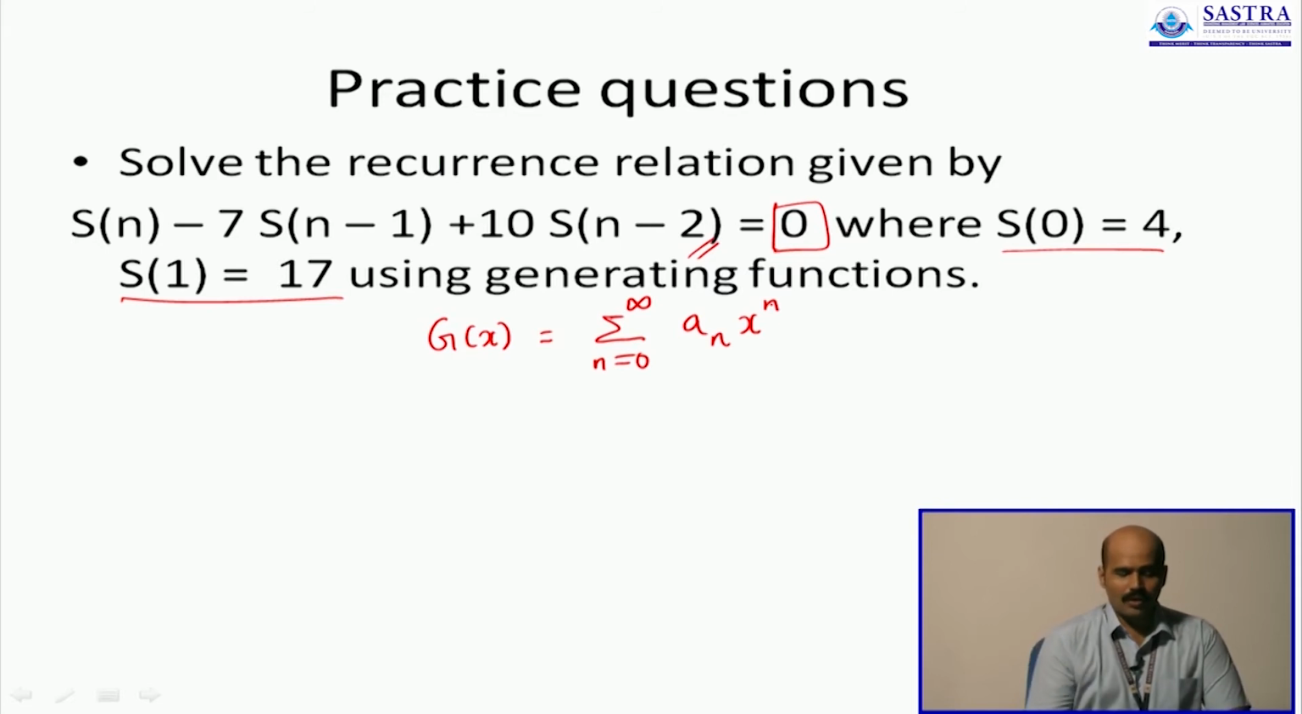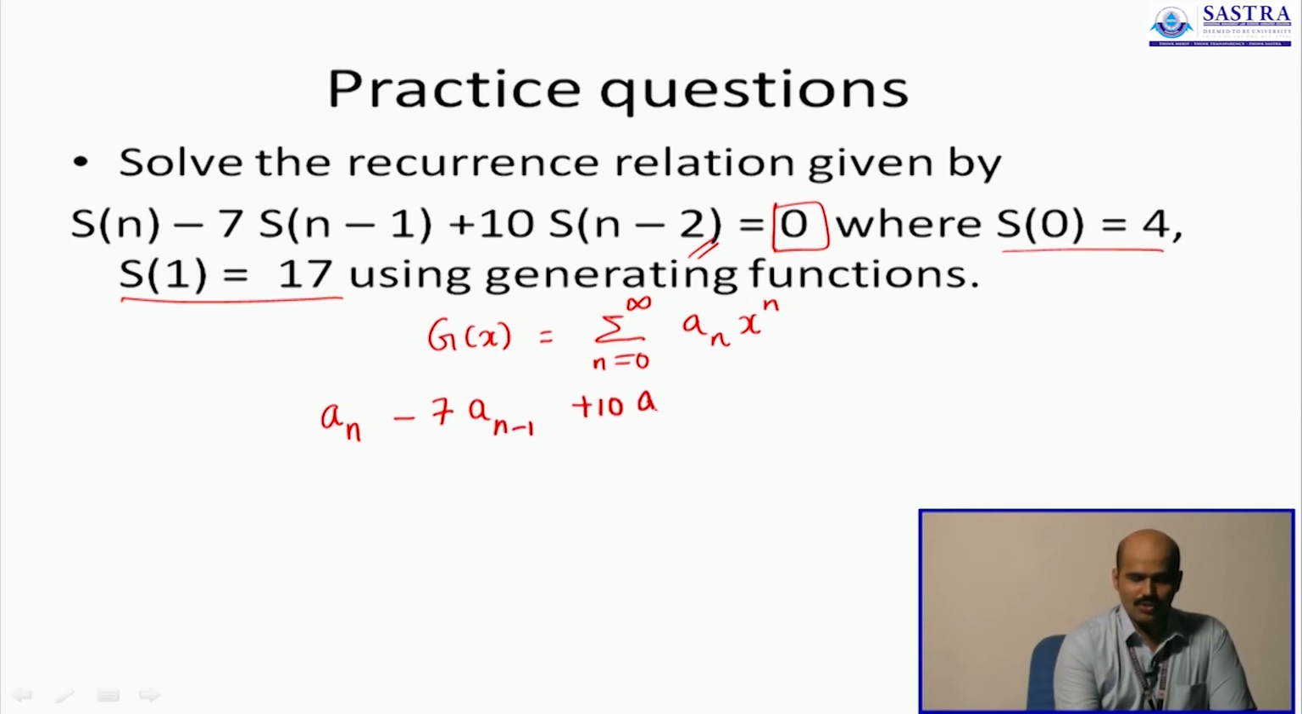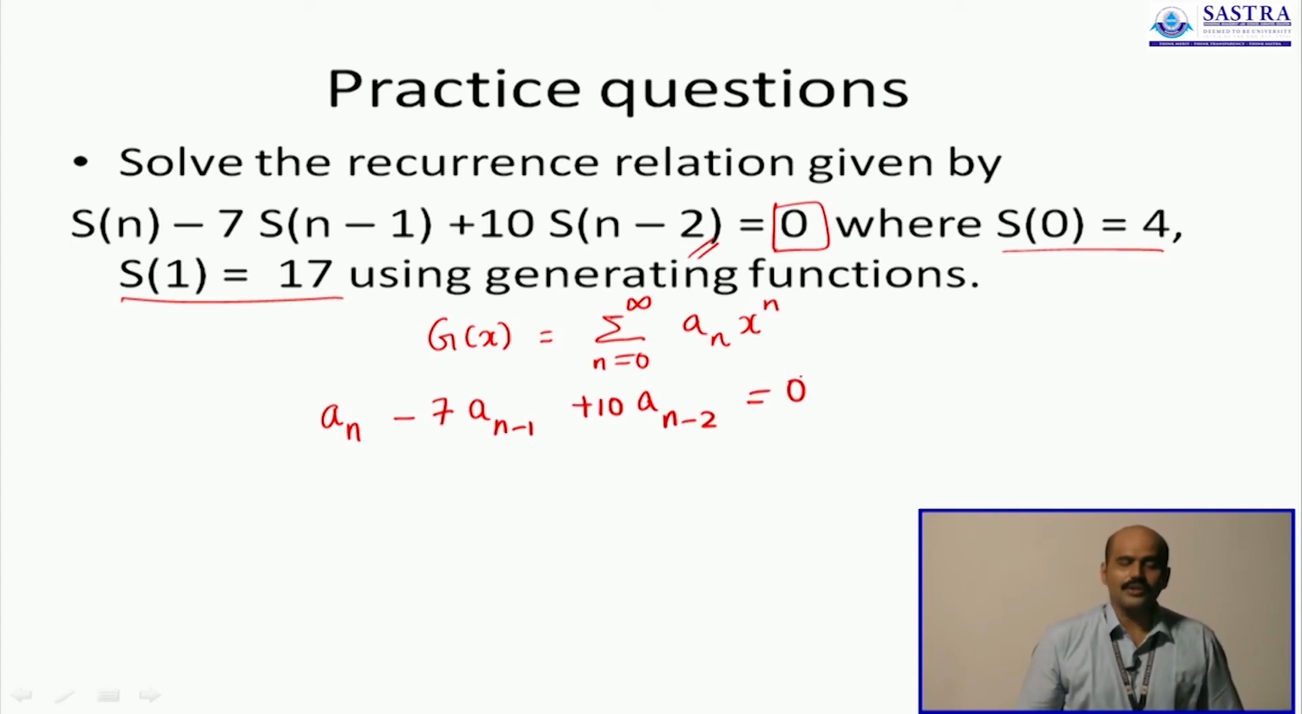Now in that aspect we will try and solve this RR using this technique of generating functions. Let us rewrite the given equation so that it is convenient for us to solve this problem. So this is what we have, where an denotes the nth term of the sequence, an minus 1 represents the n minus first term, and an minus 2 represents the n minus second term.